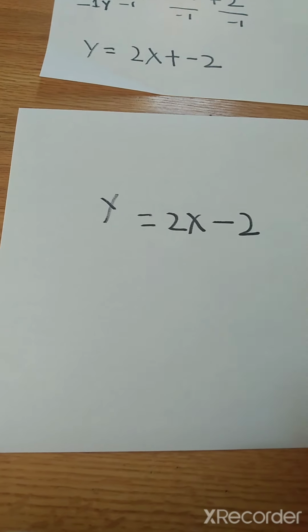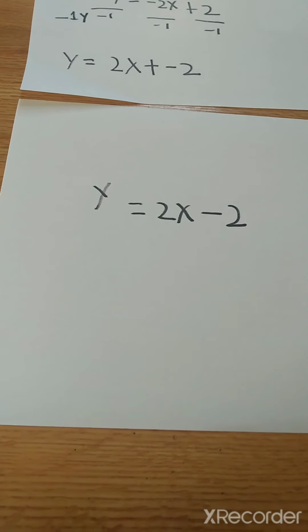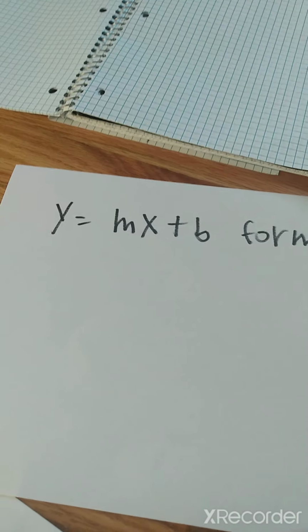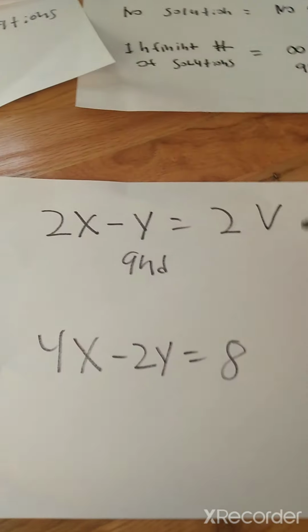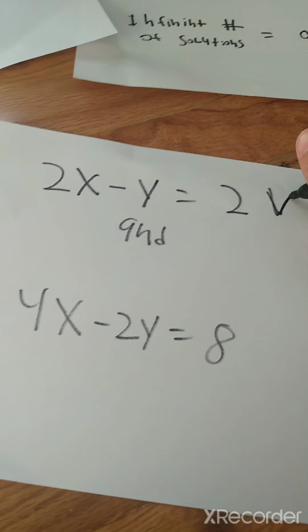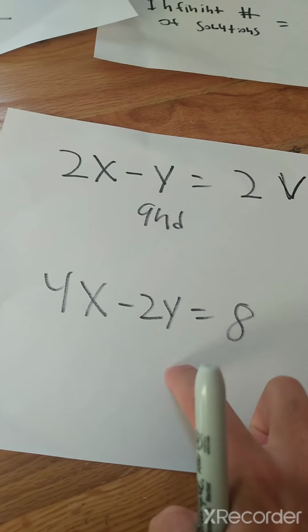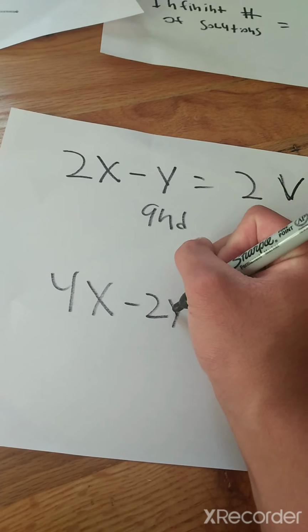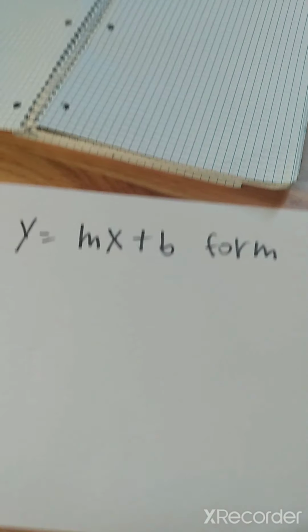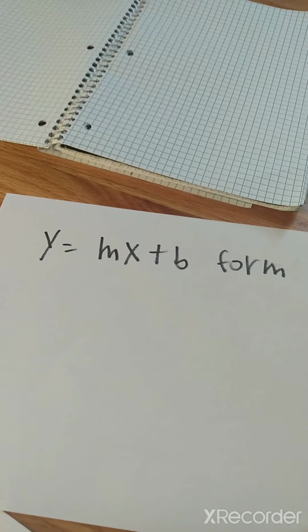This equation is now successfully turned into y equals mx plus b form. So the top equation is now completed. Let's now focus on the bottom equation and do the same thing too. Isolate that y and turn it into y equals mx plus b. Then we'll be able to graph.